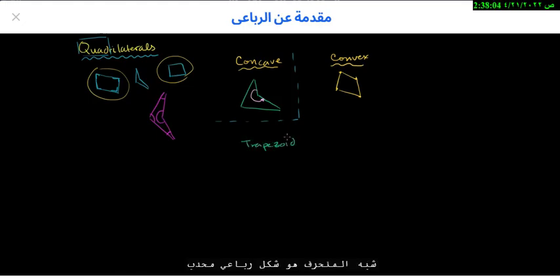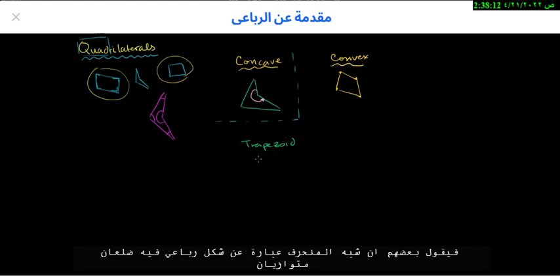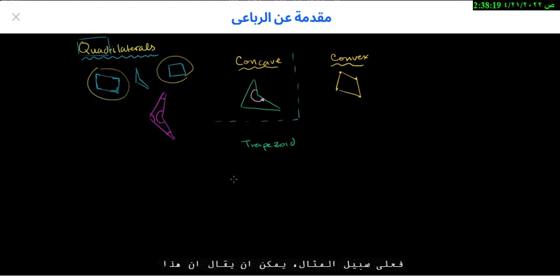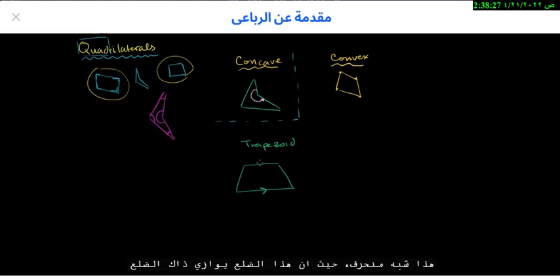So one type of convex quadrilateral is a trapezoid. A trapezoid is a convex quadrilateral. And sometimes the definition here is a little bit different. People will use different definitions. So some people will say a trapezoid is a quadrilateral that has exactly two sides that are parallel to each other. So for example, they would say that this right over here is a trapezoid, where this side is parallel to that side.